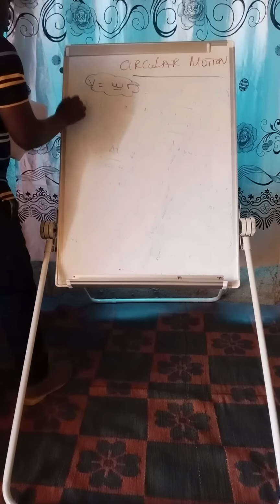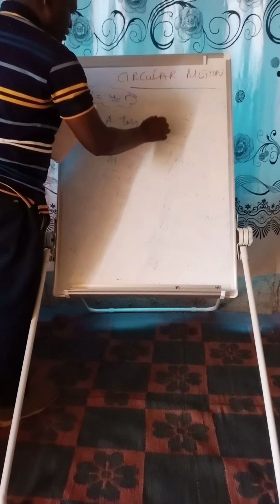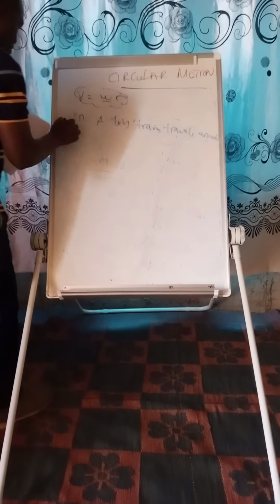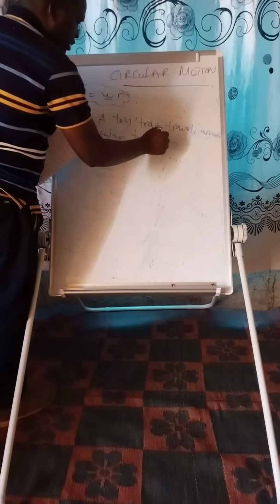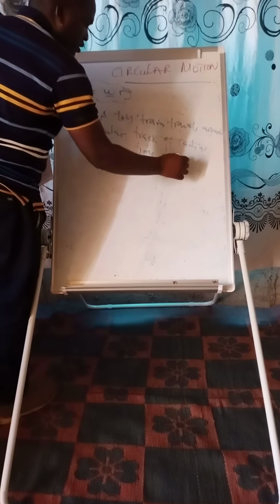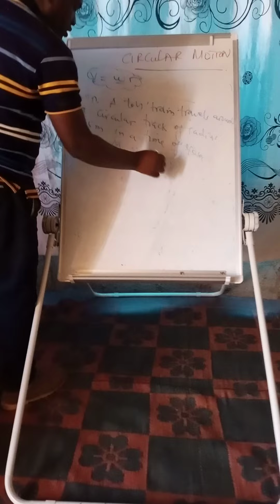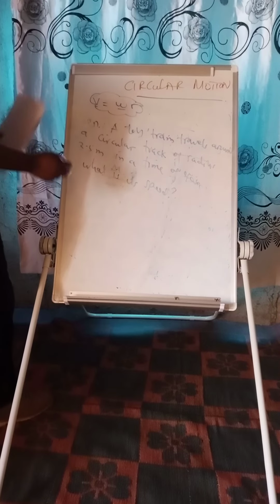So let us look at this question. A toy train travels around a circular track of radius 2.5 meters in a time of 40 seconds. What is its speed?